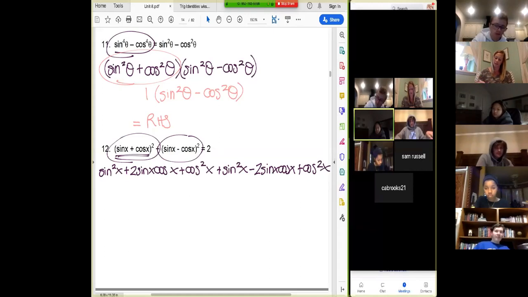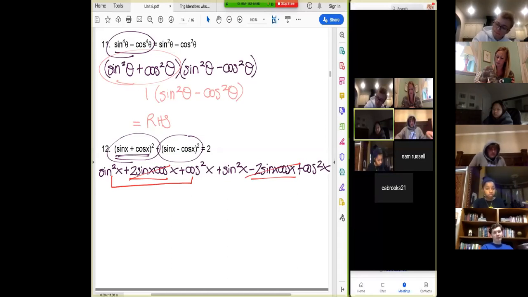What is going to happen nicely here for us? I got this one and this one. What's going to happen with this? Cancel out, right? They're going to cancel out. So then from there, I have sine squared plus cosine squared, which we just said in the last one is 1. We have another sine squared plus cosine squared, which is also 1. 1 plus 1 gives us.